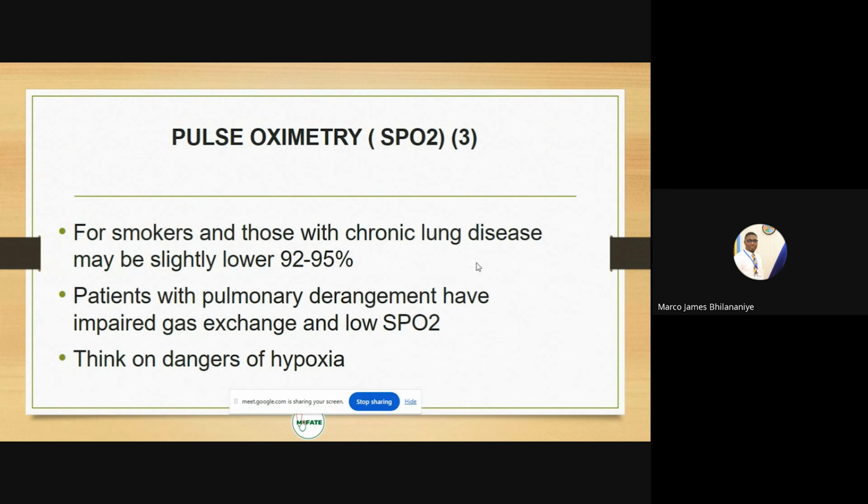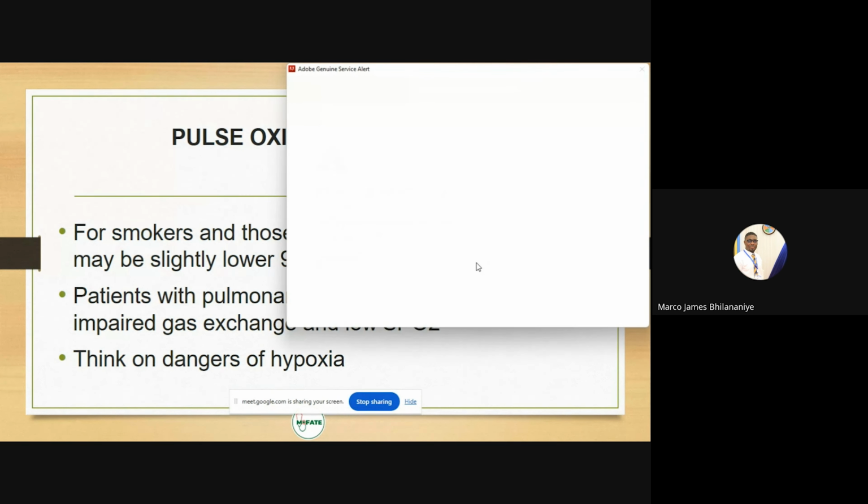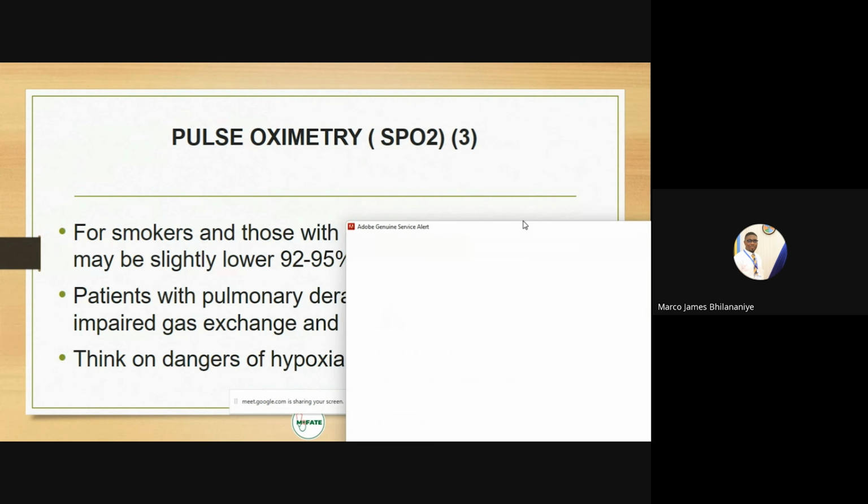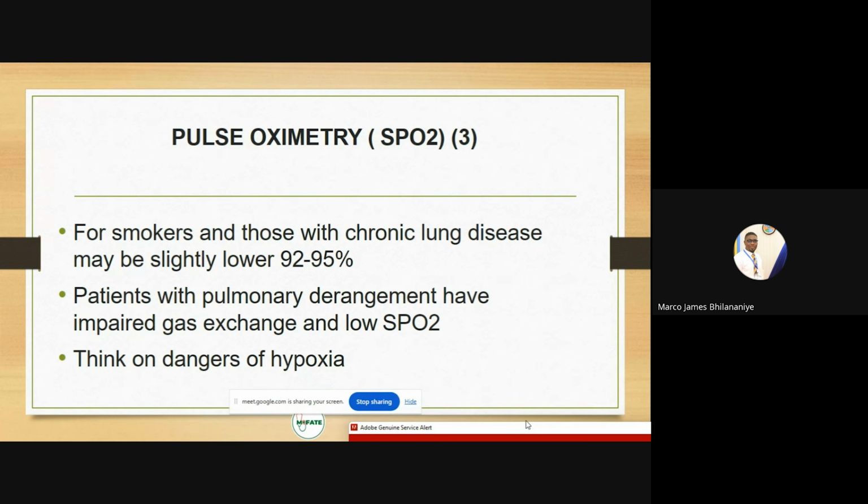For example, with fibrosis, there is no more lung expansion. So the lung compliance becomes very, very limited. So even the amount of oxygen the patient takes in becomes low. So don't strive to make sure it's above 96. A patient with pulmonary derangement has impaired gas exchange, and the result will be low oxygen saturation.